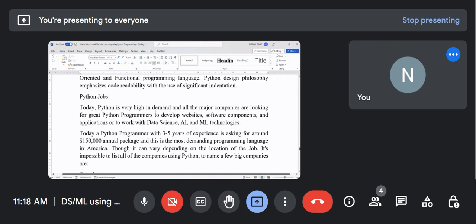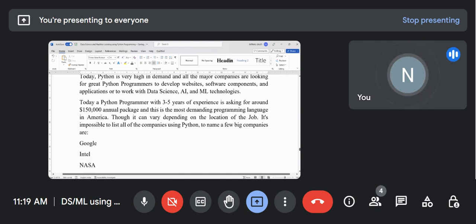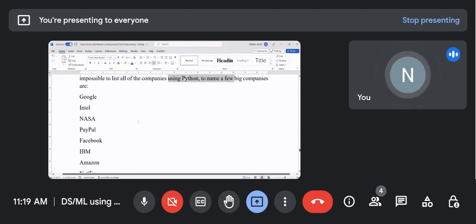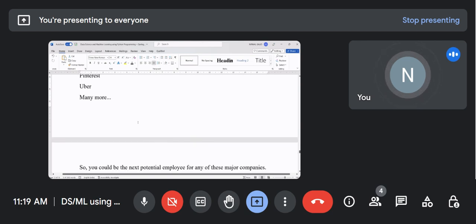It supports all. If I talk about jobs, currently Python, as I told, is used for data science, AI, ML also. All these technologies use the Python programming language. This is the annual package for Python developers, for the developers who use the Python programming language. And big companies like Google, Intel, NASA, Facebook, IBM, etc. use Python as an application language for different components.